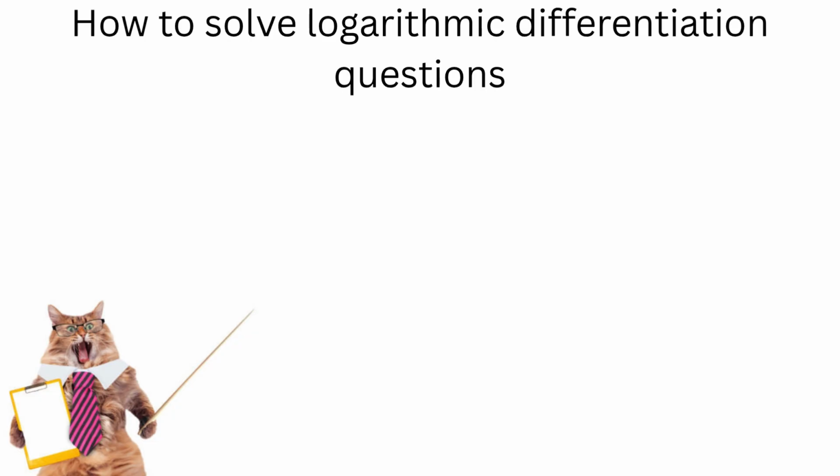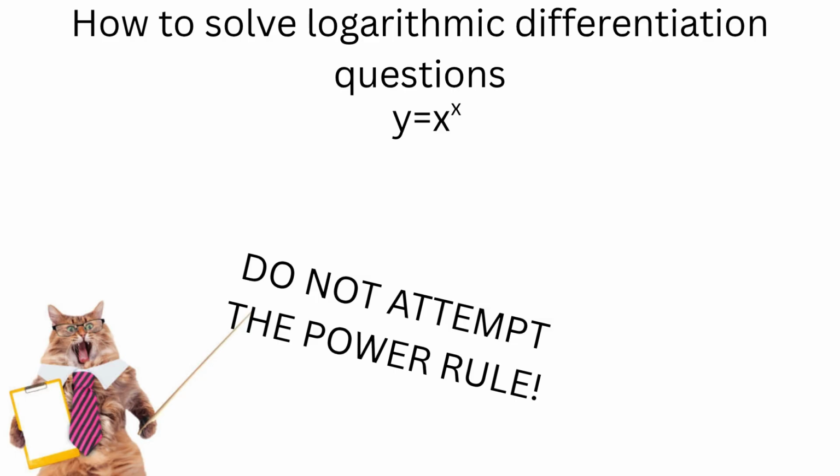Okay, so now that we know what logarithmic differentiation is, how do we solve logarithmic differentiation questions? Let's start off by taking a look at a simple function. Let's look at the function y equals x to the power of x. In this case, we have to use logarithmic differentiation because there is both a variable in the base and exponent, both of which is x. You may be tempted to try to use the power rule in this case, but you cannot use the power rule as the power rule only works if the exponent in the function is a constant, in which this case it is not, since it is x, which is a variable.